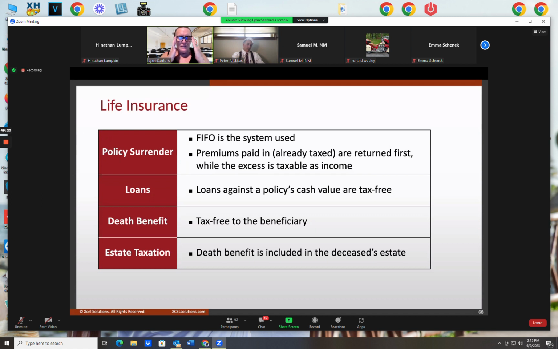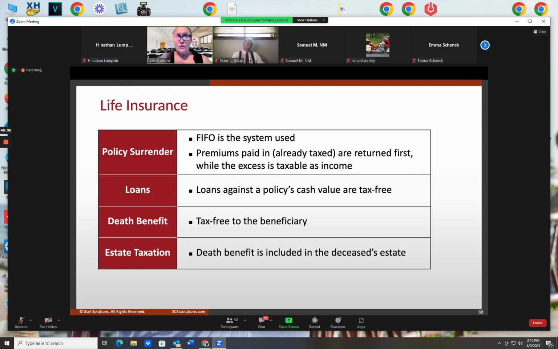Death benefit, tax-free to the beneficiary. Death benefit is going to be received by the beneficiary federal income tax-free. And estate taxation: death benefit is included in the deceased's estate for estate taxation purposes.